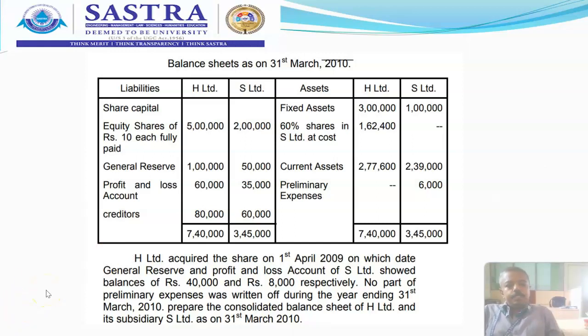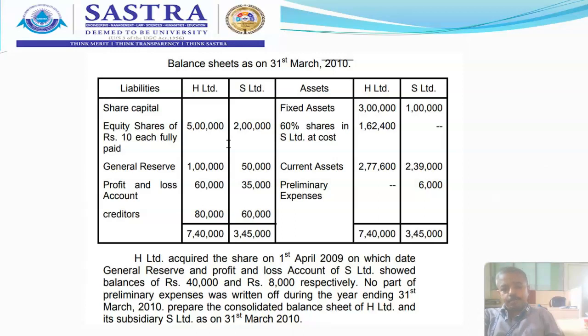Now let us get into the additional information. The H Limited acquired the shares on 1st April, on which day the General Reserve and Profit and Loss Account of S Limited showed a balance of rupees 40,000 and 8,000 respectively. But what is now? Now it is little more than that. Now they have 50,000 and 35,000 respectively.